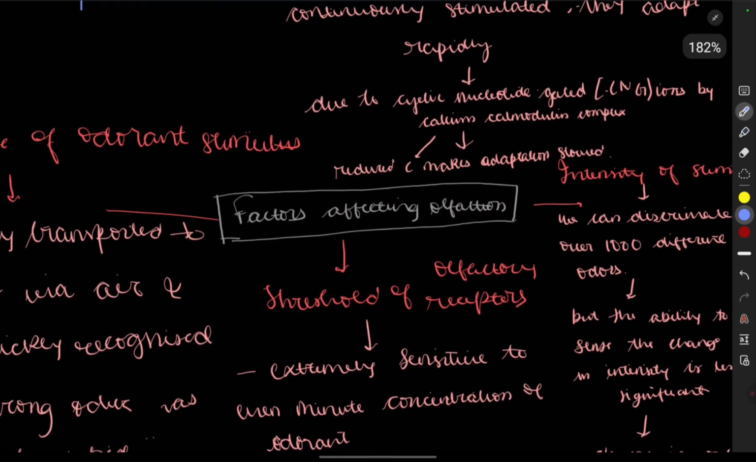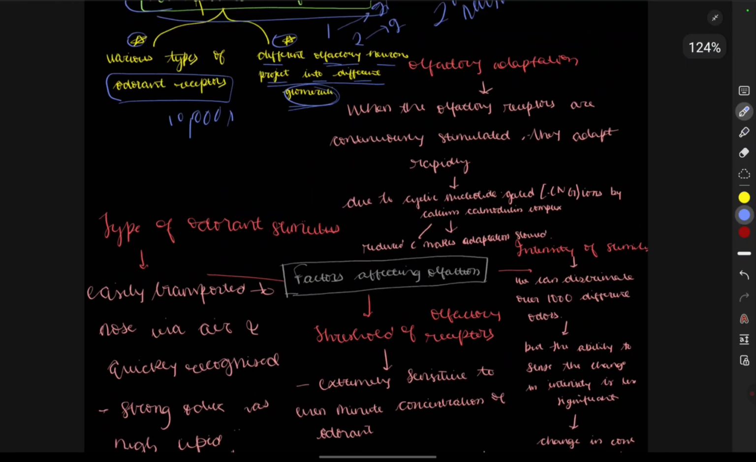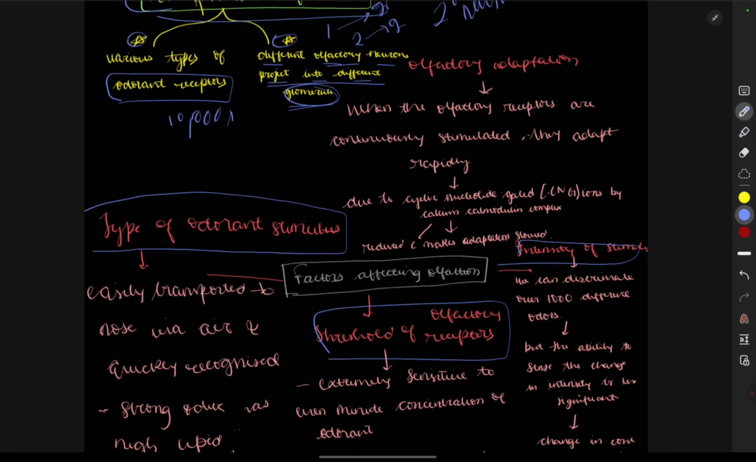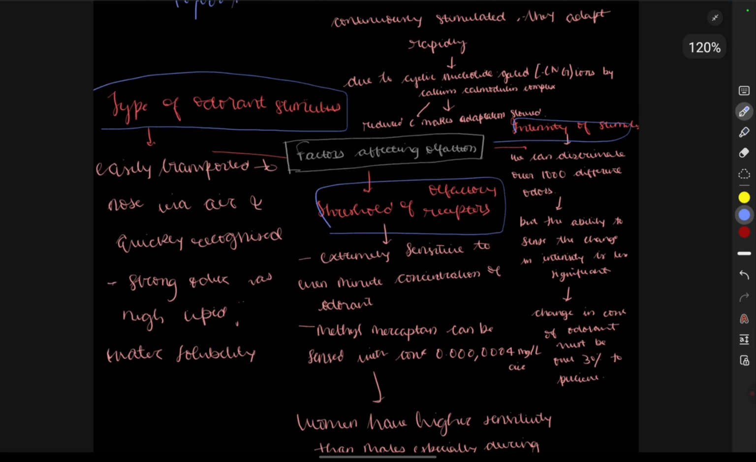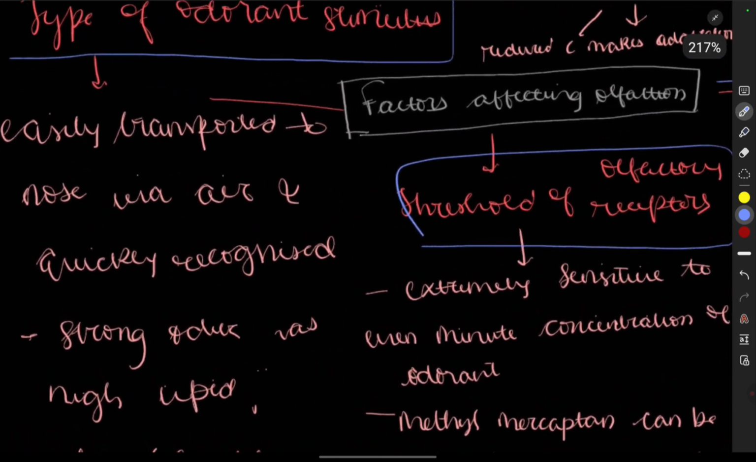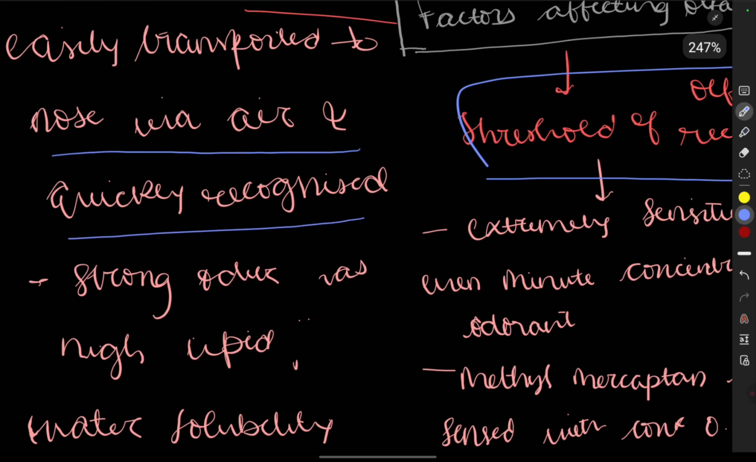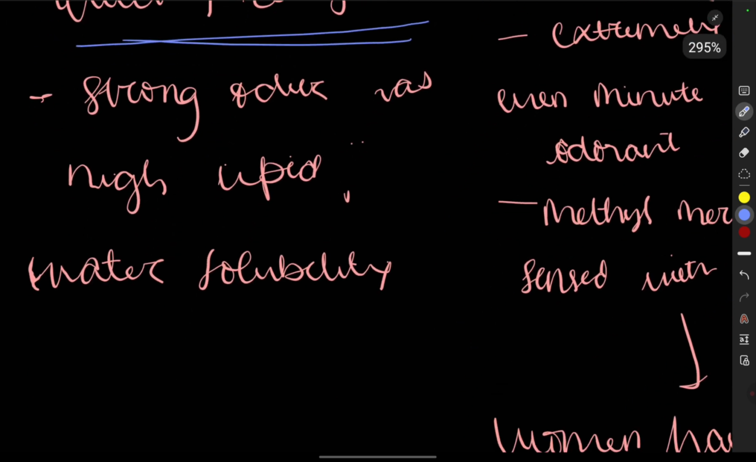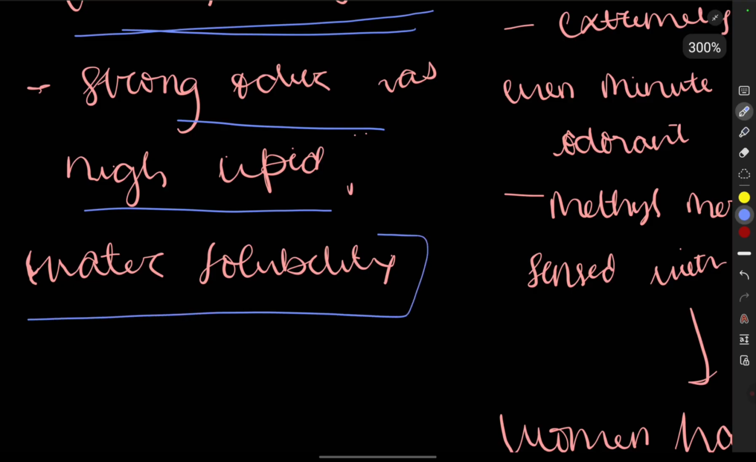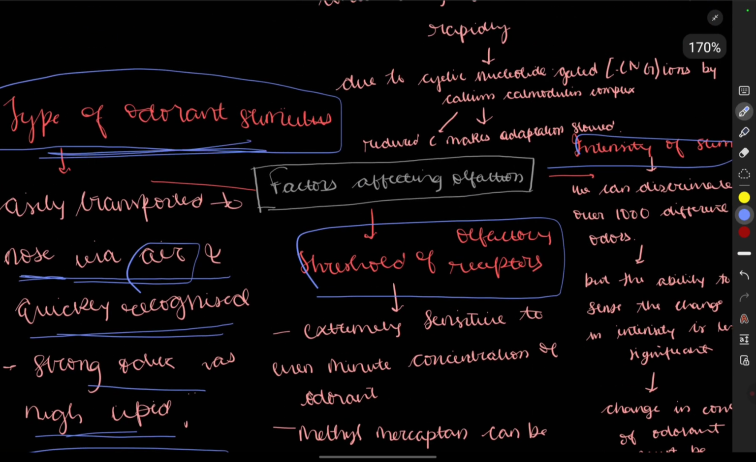Now we are going to talk about the factors that are affecting olfaction. There are 4 factors. First, the type of odorant stimulus. If the odorant is volatile, it is easily transported to the nose via the air, which is quickly recognized. A strong odor has high lipid or water solubility. So this is about the type of odorant stimulus.